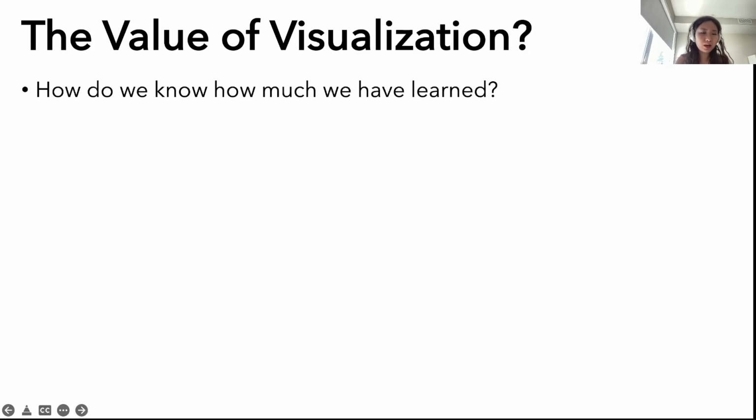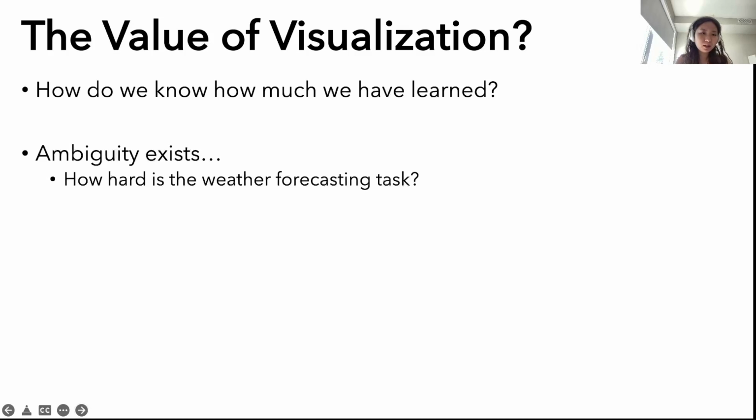Yes, we have the result, we have the ranking, we have the data from the experiment, but how do we know how much we have learned? There are a lot of ambiguities. Like people may wonder, how hard is the weather forecasting task? Only when they know how hard it is, they know how to interpret the unit of that difference observed in the experiment. And are participants incentivized, if people believe they are going to be incentivized by money?